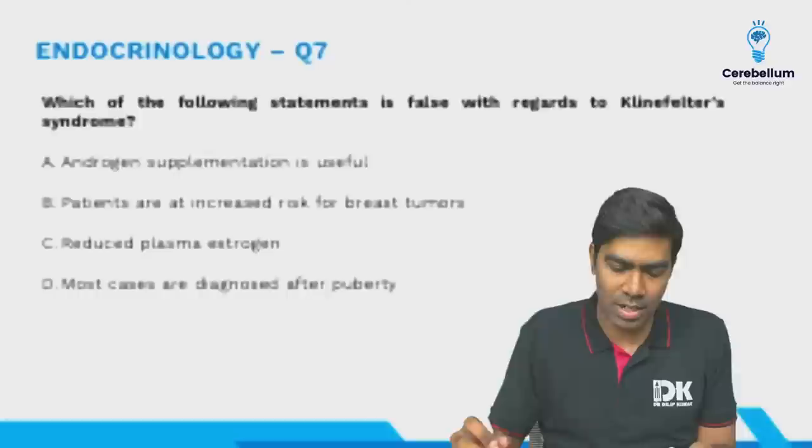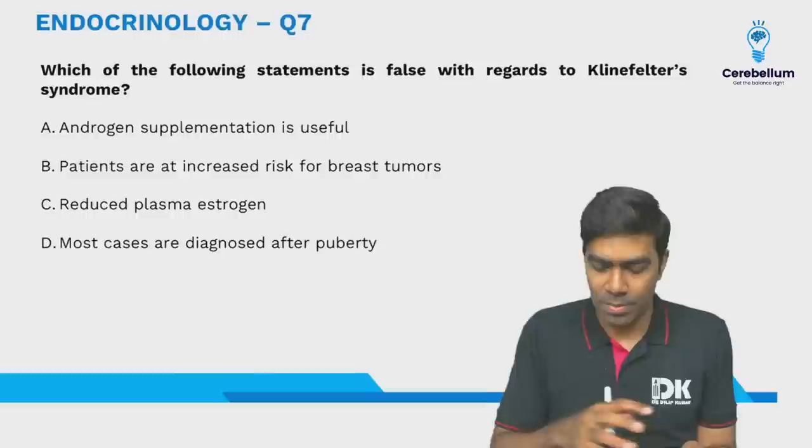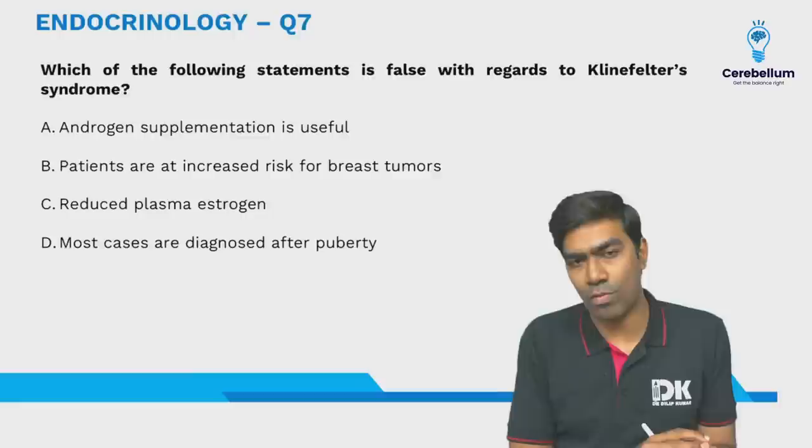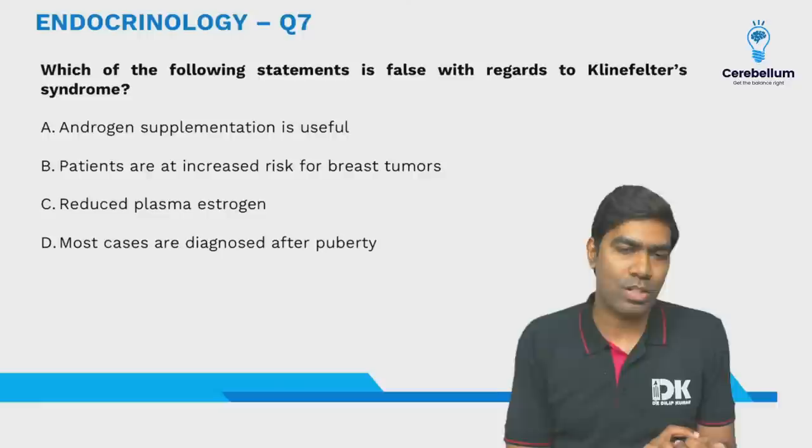Which of the following statements is false with regards to Klinefelter syndrome? Now we are entering the reproductive endocrinology section. Option A is androgen supplementation is useful. Option B is patients are at increased risk of breast tumors. Option C is reduced plasma estrogen. Option D is most cases are diagnosed after puberty. Okay, so what is the right answer for this question?